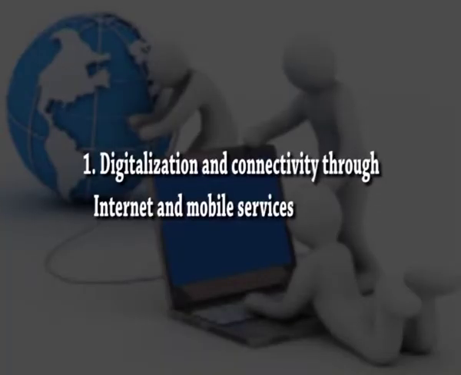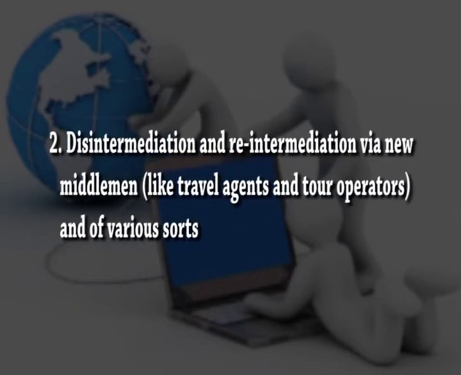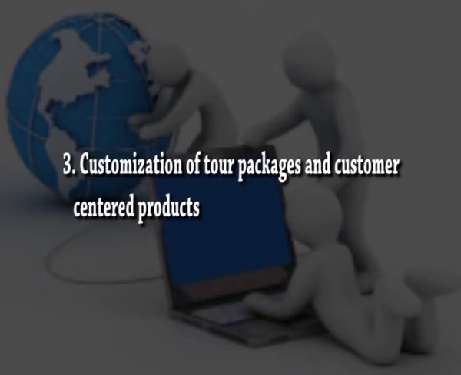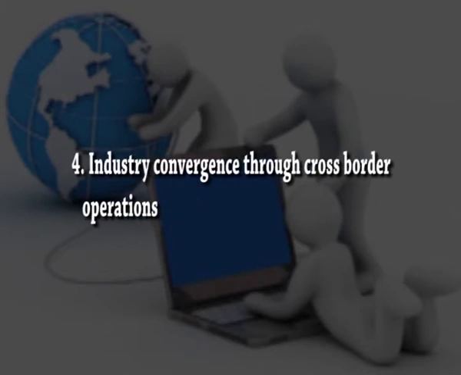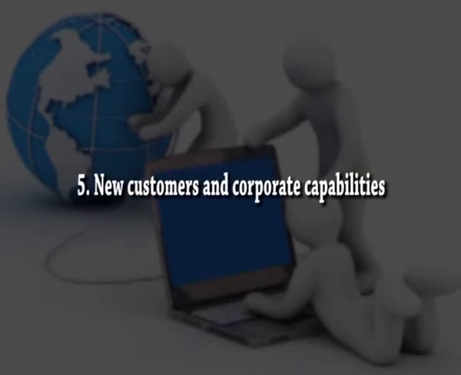According to Philip Kotler, there are 5 major forces of this new economy. Number 1, digitalization and connectivity through internet and mobile services. Number 2, disintermediation and reintermediation via new middlemen like travel agents and tour operators of various sorts. Number 3, customization of tour packages and customer-centered products. Number 4, industry convergence through cross-border operations. And number 5, new customers and corporate capabilities.